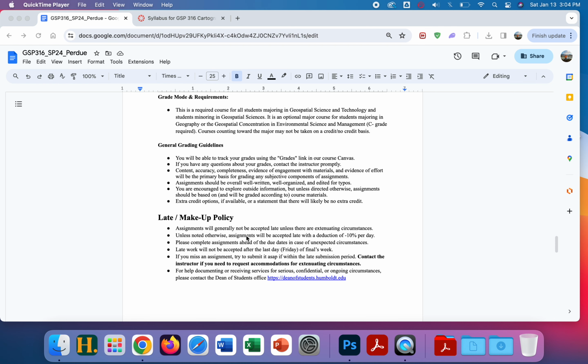Late makeup policy: I try to be flexible within reason and be supportive of the different responsibilities and obligations that you all have as students. I know those are varied and can hinder workflows in different ways at different times, and so I try to be supportive and understanding of that.